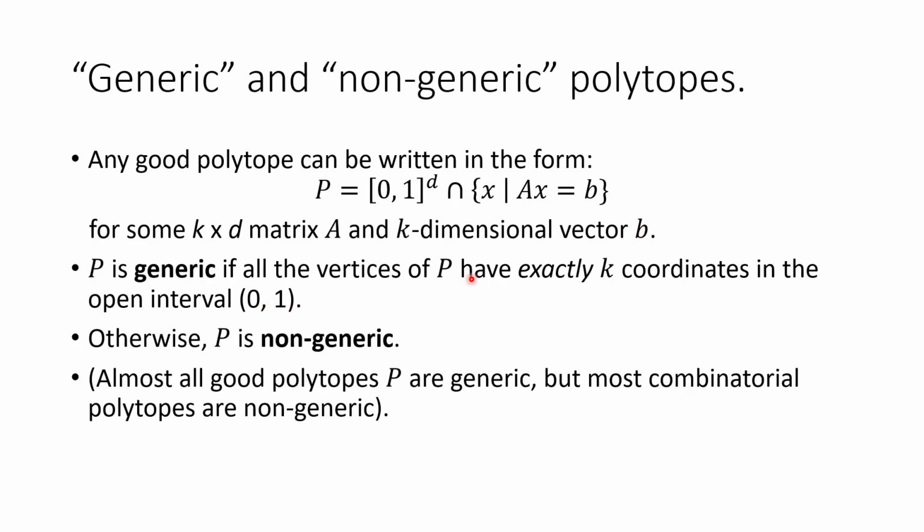Because all vertices of P should be formed by taking k constraints coming from Ax equals b, and d minus k constraints coming from the hypercube, like set this coordinate to 0, this coordinate to 1, this coordinate to 0. And the remaining k coordinates will only equal 0 or 1 if a coincidence happens. So, in some sense, with probability 0. Otherwise, if P is not generic, we say it's non-generic. And like I mentioned, almost all good polytopes P are generic. But most combinatorial polytopes are actually non-generic, because they all have entirely 0, 1 vertices.